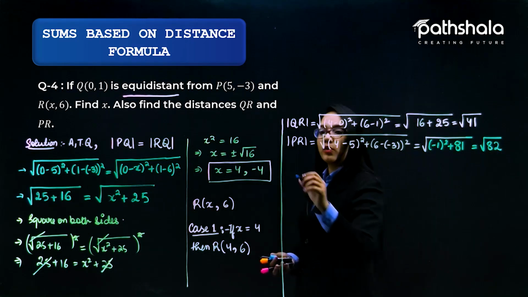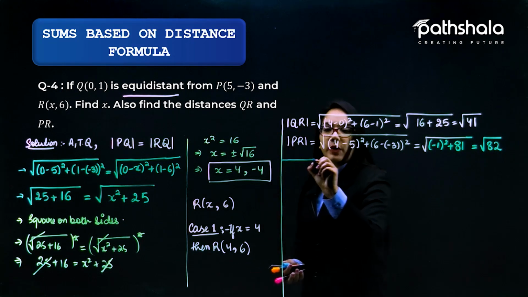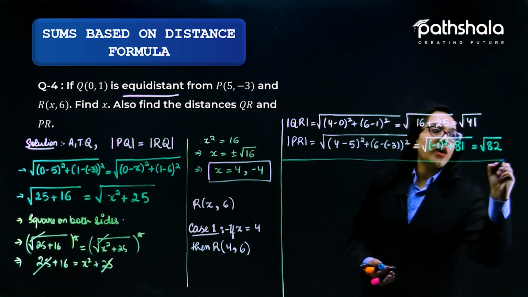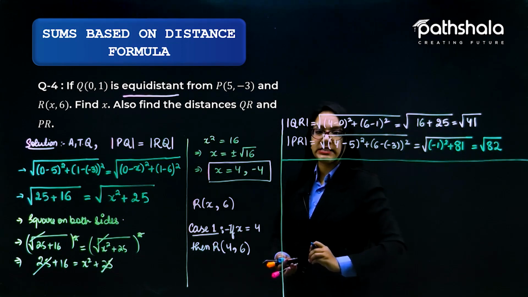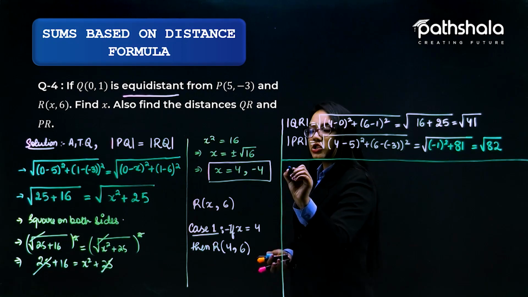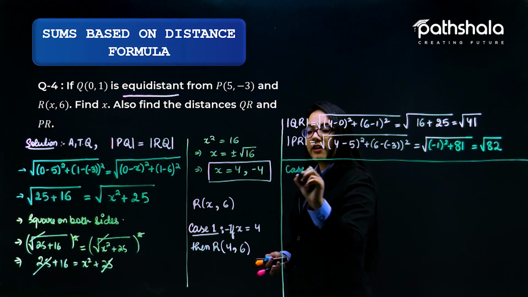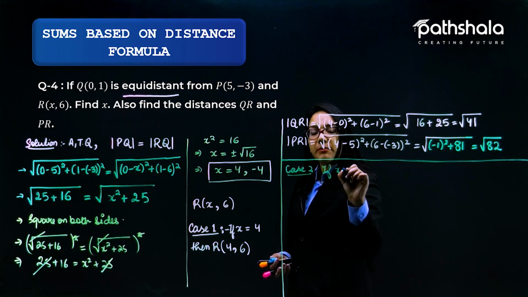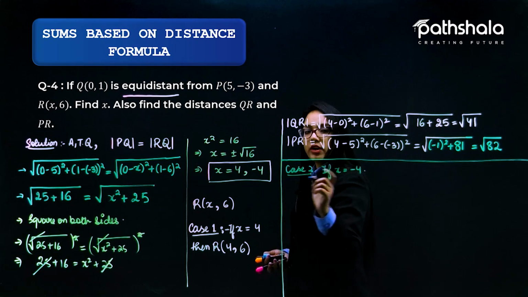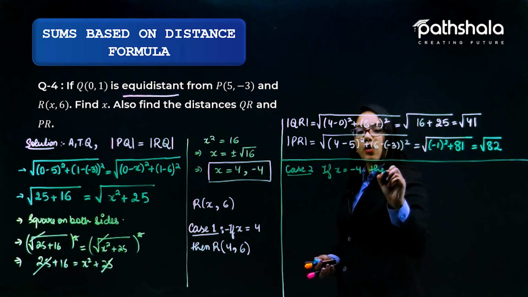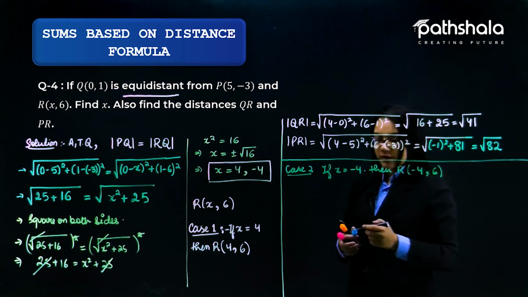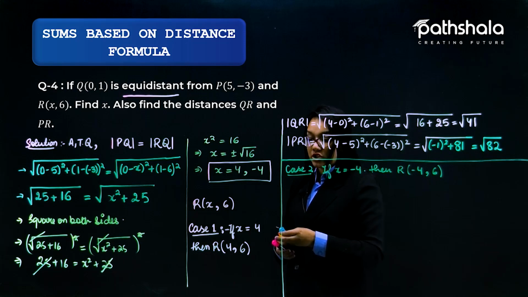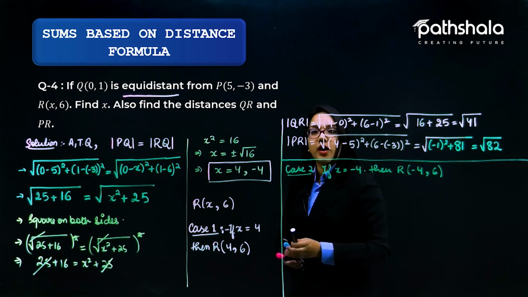This was case 1, in which we found the values of the QR distance and the PR distance. Now let's talk about case number 2, when we take the value of x as minus 4. If x is minus 4, then the coordinates of R would be (minus 4, 6). Now let's again find the values of QR and PR.